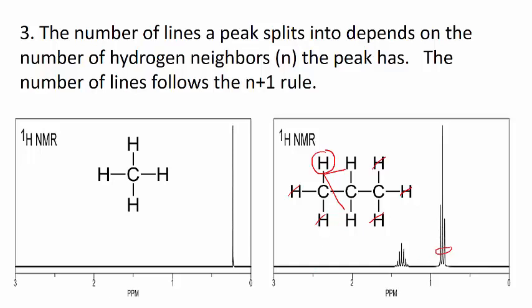And it is. When I look at this hydrogen, it has 1, 2, 3, 4, 5, 6 neighbors. Again, this is the same hydrogen. So it should be split into n+1, 7 peaks, and they're small. You can see that there's 7 peaks here.